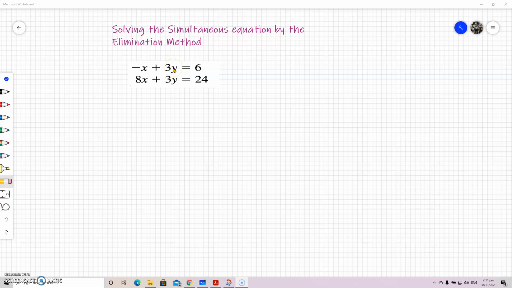Now we're going to use the elimination method to solve this. What do I mean by the term to eliminate? It means I want to get rid of one term. So first things first, let's label the equations. Here is equation 1, here is equation 2.